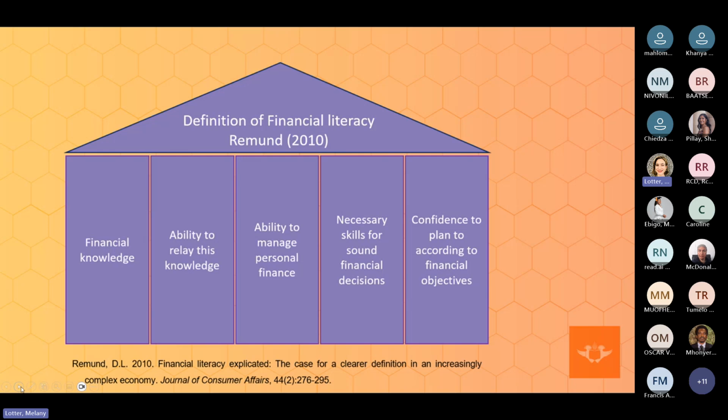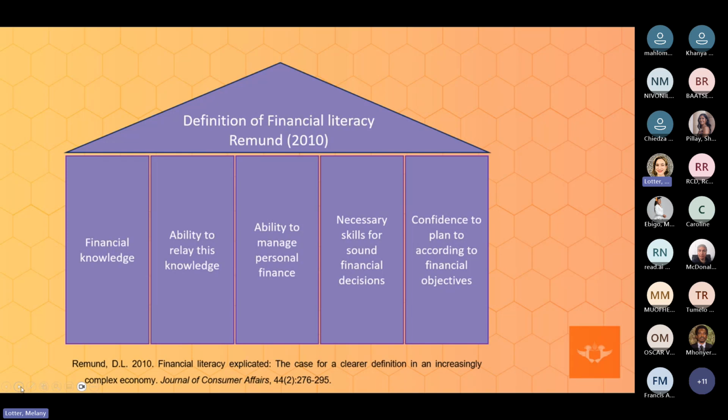So according to Rumant's definition, there's 5 areas or aspects of financial literacy. It's financial knowledge. Many of you mentioned financial knowledge. The second one is also the ability to relay this knowledge. Okay, so to be able to share this knowledge with your friends. The third is the ability to manage personal finances. So if you have that ability to manage your own finances, the skills for sound financial decisions. So in other words, to make good financial decisions. So when you have the skills for that, and last is the confidence to plan according to your financial objectives.